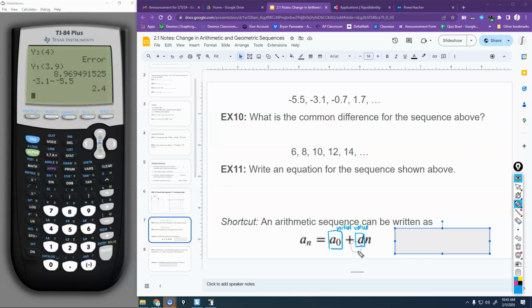D right here is the common difference. So in an arithmetic sequence, your initial value is like your y-intercept, and your common difference is like your slope. All right, so it'll always be multiplied by the variable, which is n in this case. Okay, questions so far?